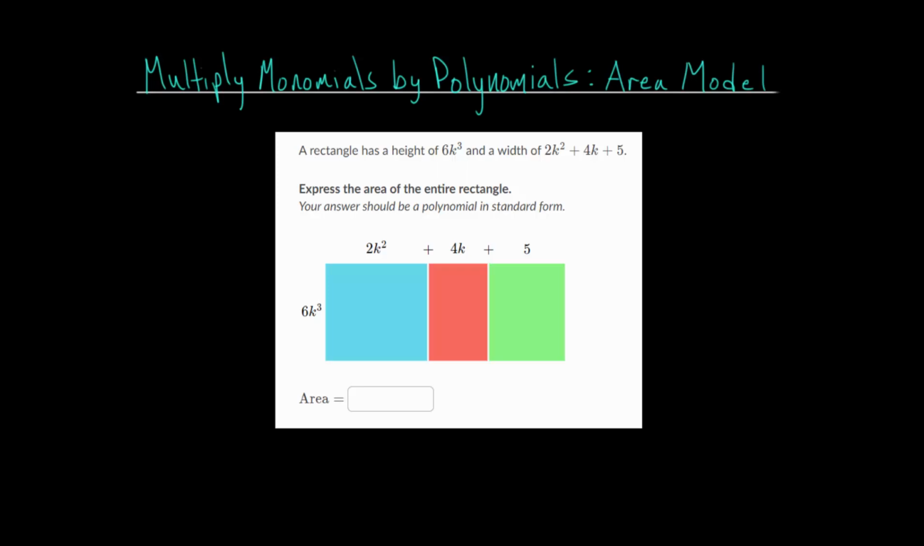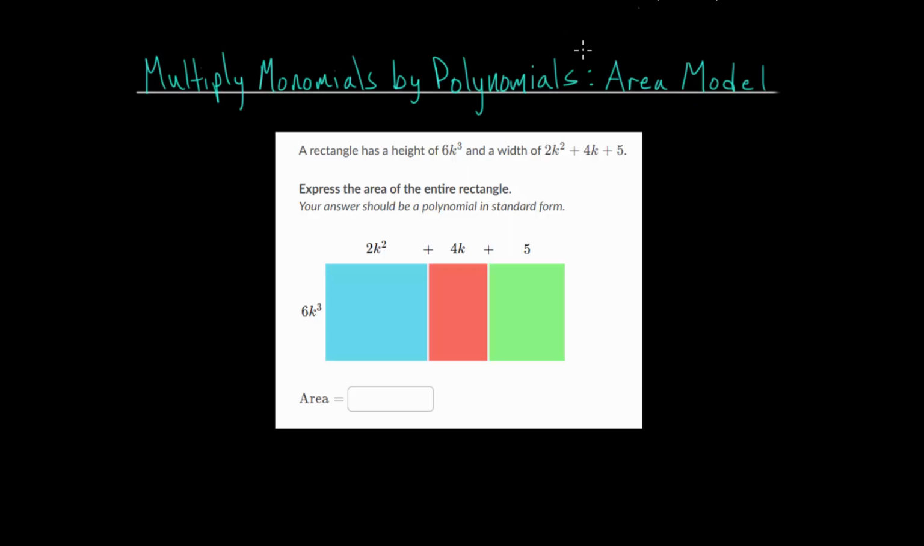In this video, I'd like to talk about multiplying monomials by polynomials using what we call an area model. So remember that a monomial is a one-term expression, mono meaning one, and a polynomial is a many-term expression, whereas poly just means many. So when multiplying these together, you can do it by using distribution, and that's one way that we can check these.